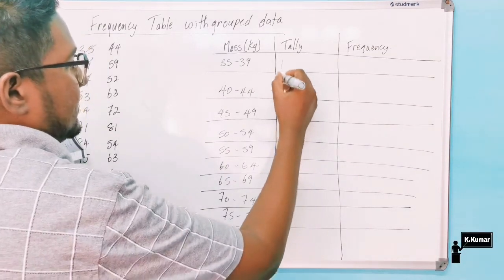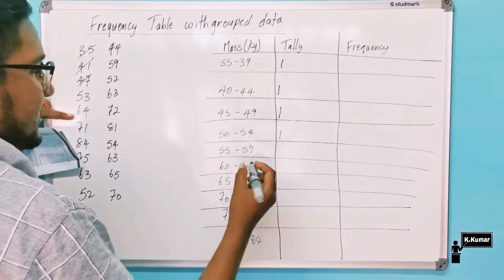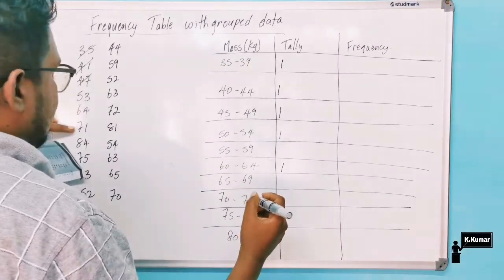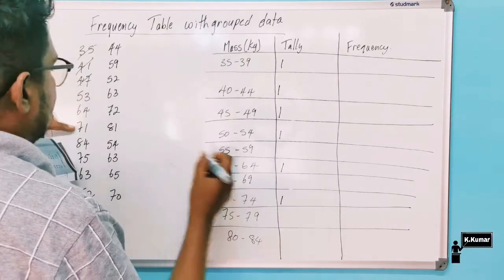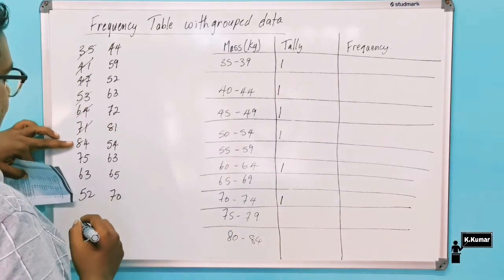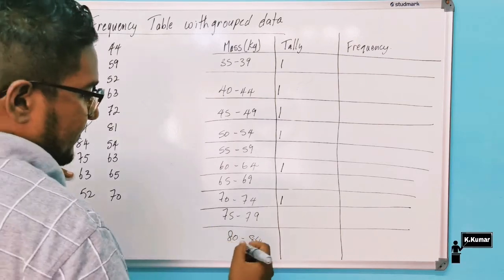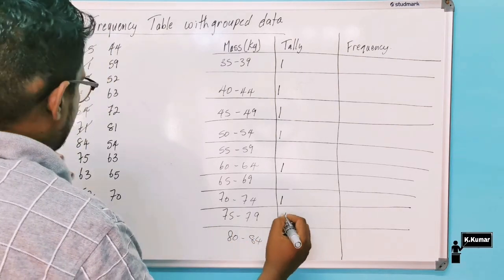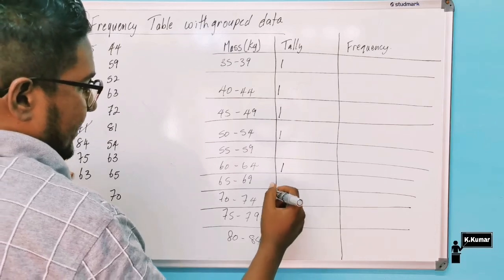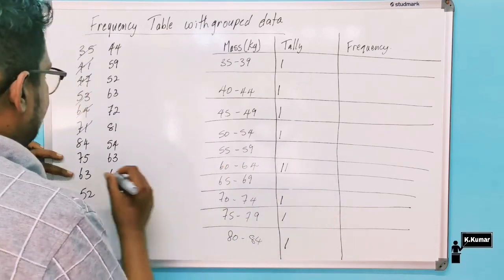53, let me deepen these lines. 53, 64, 71. Finished with these. 84, 75, 63.